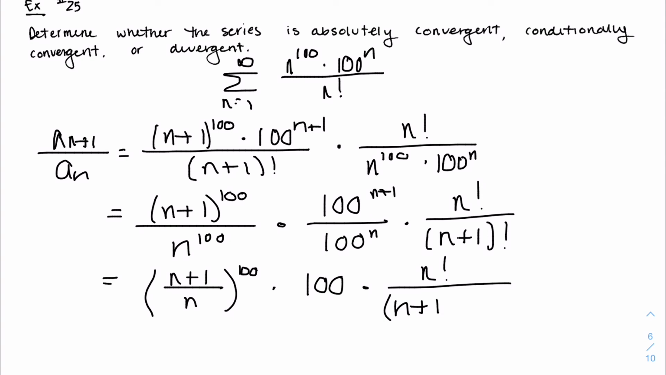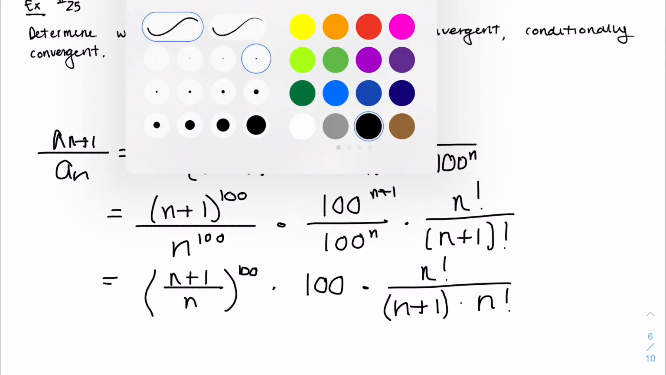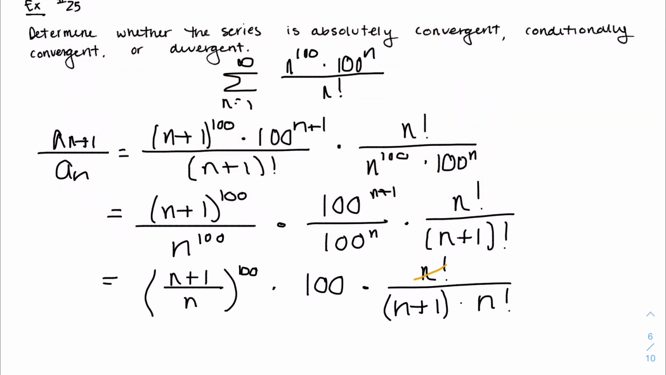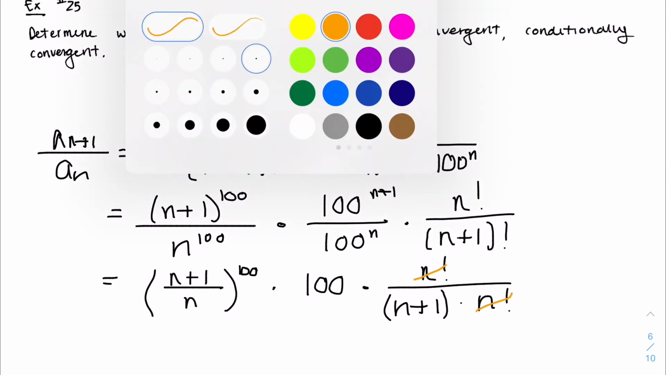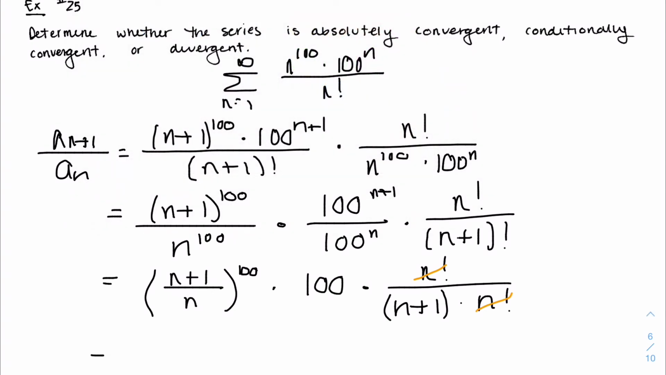So let's pull off that top integer, which is n plus 1. And then you get times the next integer factorial. So the n factorials cancel, and we can simplify this one more time. n plus 1 over n simplifies nicely to 1 plus 1 over n, to the 100. We have times 100, and then this last piece is 1 over n plus 1.